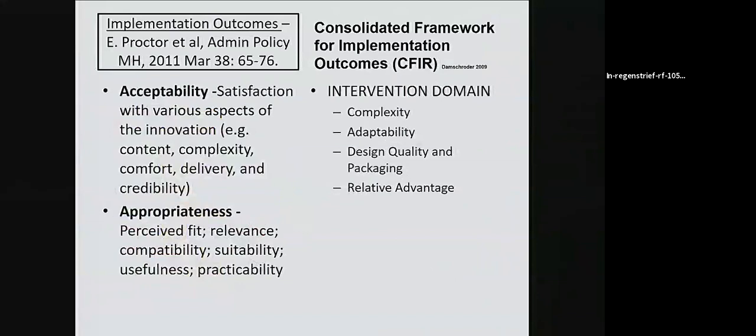Okay, and this slide just defines those concepts, again, both from Enola Proctor and as well as the CFIR framework from the intervention domain. And taking a look at the design, quality, and packaging, but also for appropriateness, the perceived fit with the particular provider's role within their scope of practice.